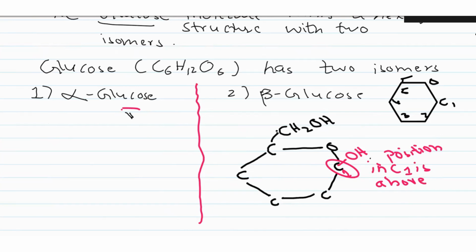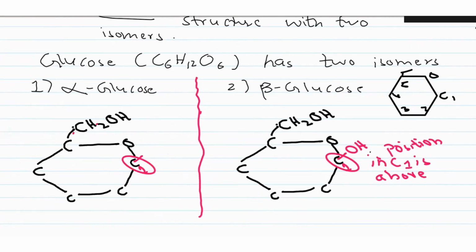If I copy the same structure for alpha glucose, then carbon number 1 will be positioned below. The OH will be positioned below. So in alpha, the position of OH on carbon number 1 is below, and in beta, the position is above. And what do different structural arrangements do? The different structural arrangement always results in different secondary and tertiary structures.